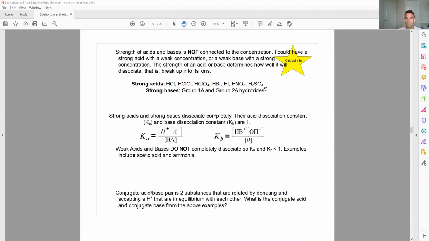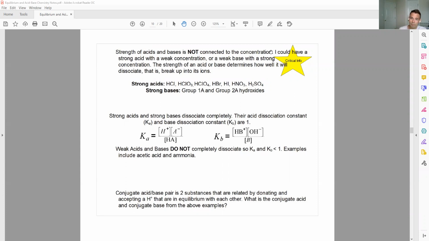So when we talk about acids and bases, we're going to talk about the strength of an acid and base. Now, the strength of an acid or a base is not connected to its concentration. Remember, concentration is molarity, so you put the brackets, that has to do with concentration. So you can have a strong acid with a very weak or low concentration and a weak base with a strong concentration.